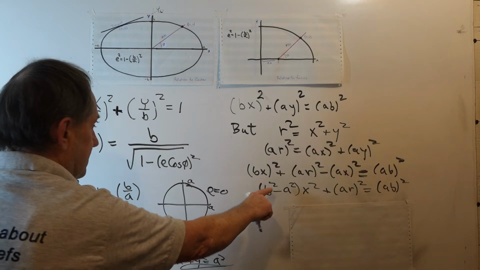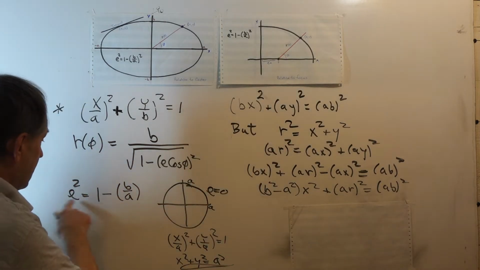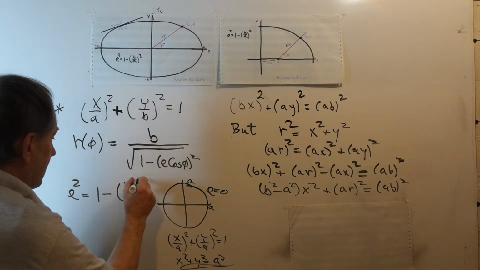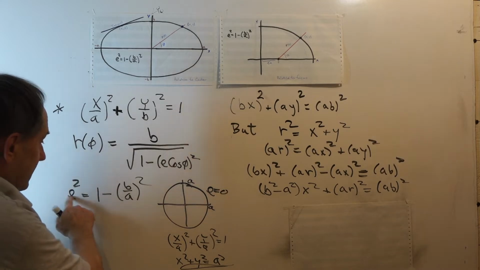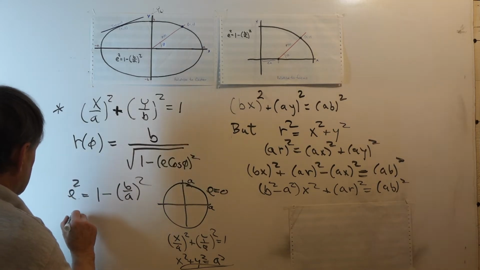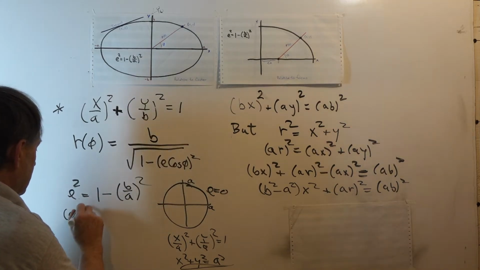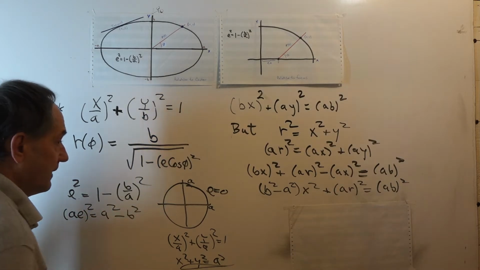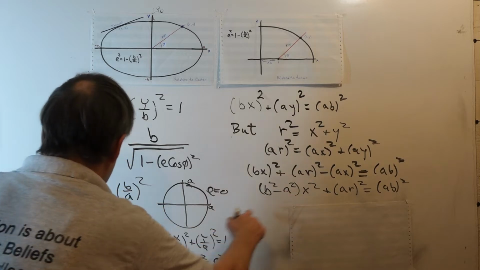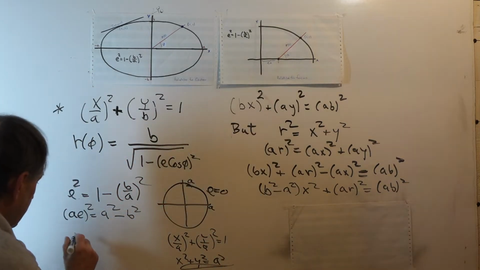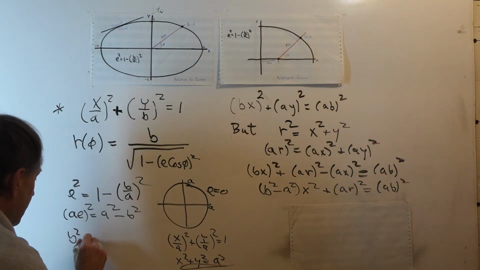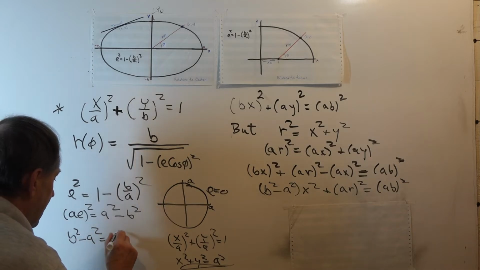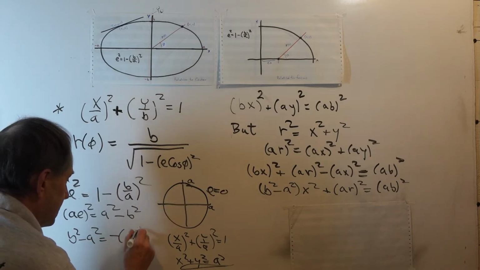Now let's look at the equation for eccentricity. Let's multiply through by a squared. So this is a squared equals a squared minus b squared. Well, b squared minus a squared is the negative of this. So b squared minus a squared equals minus ae squared.